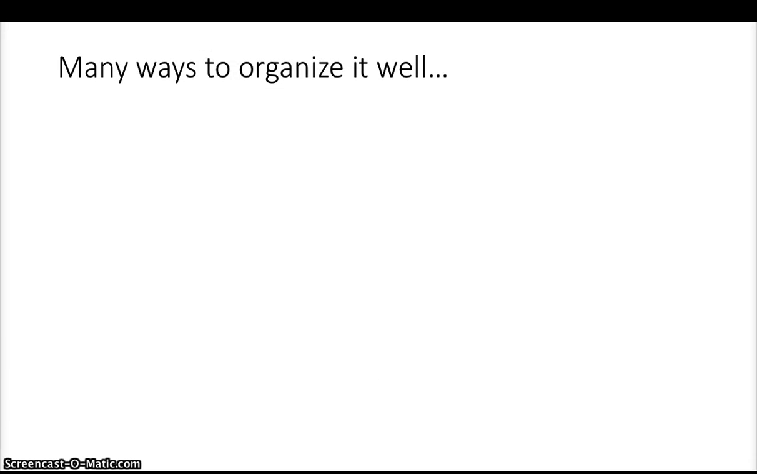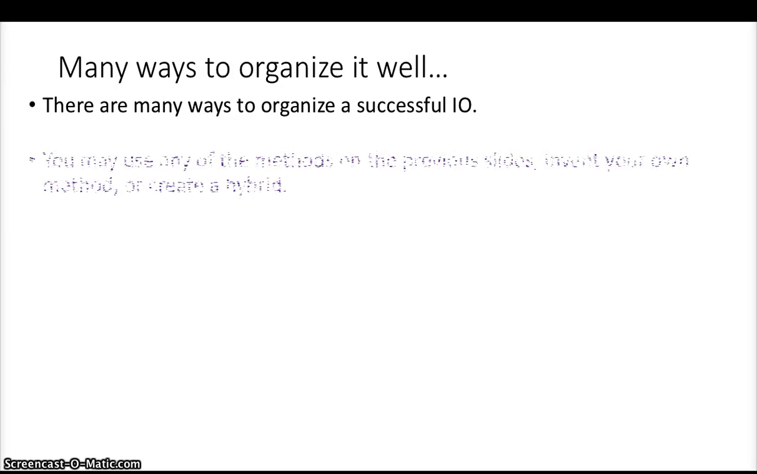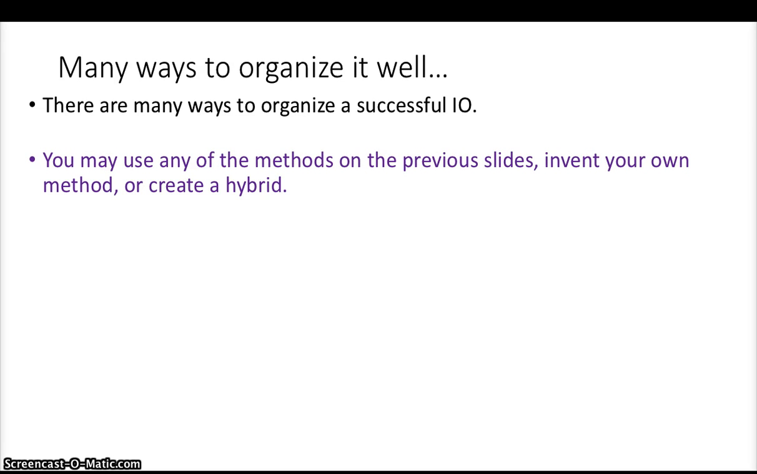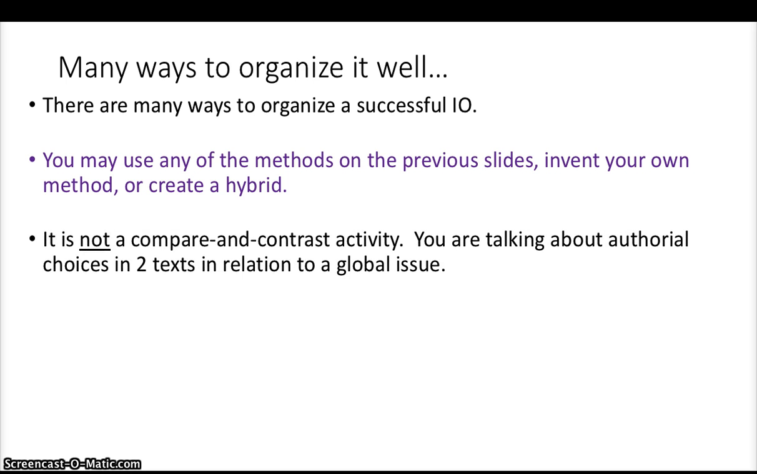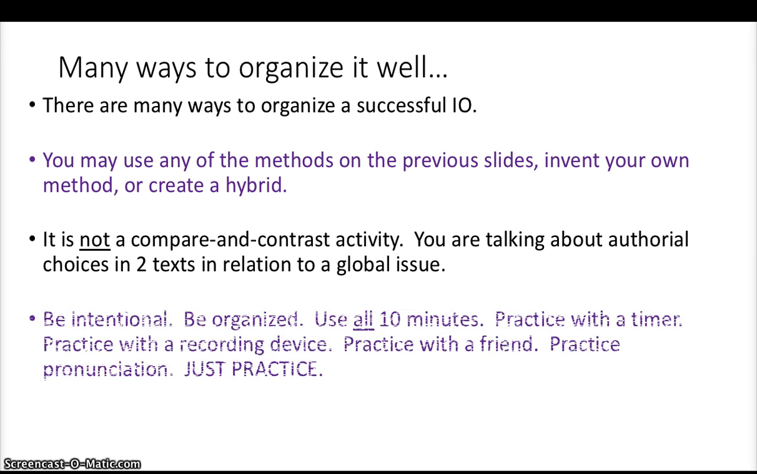There are many ways to organize your individual oral well. You may use any of the methods on the previous slides, or invent your own method, or create a hybrid. Remember that this is not a compare and contrast activity. It's not your job to compare one extract or one text to the other text. You are talking about authorial choices in 2 texts in relation to a global issue. So state the issue you want to talk about, introduce the text, talk about one text, then talk about the other text. Wrap it up. It's not your job to compare and contrast them.